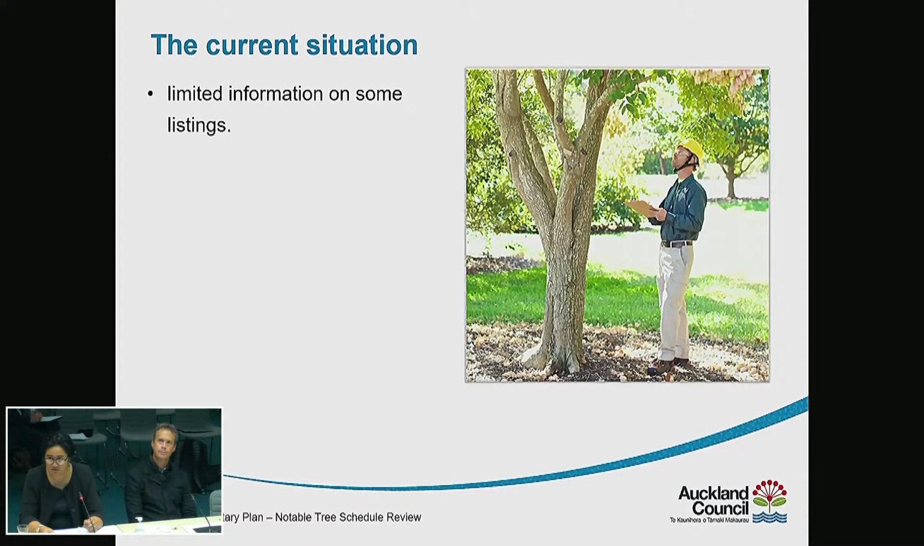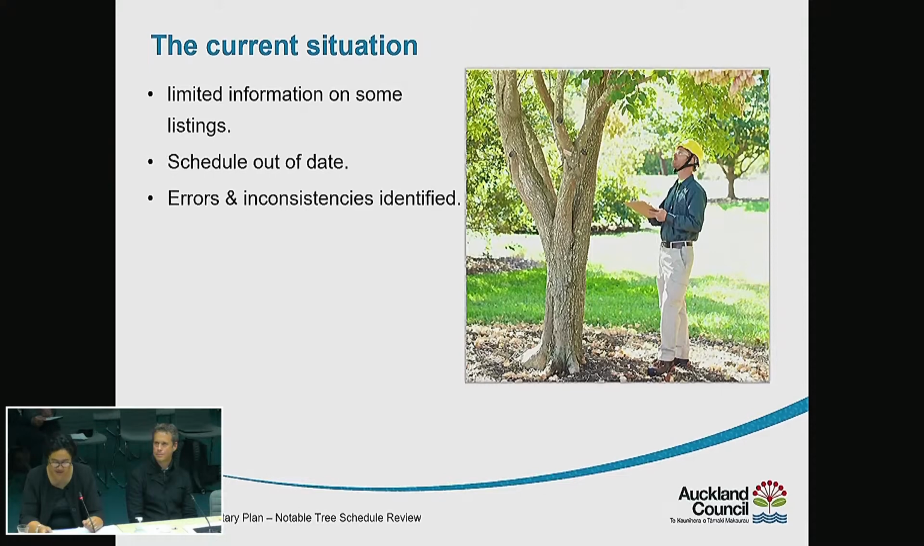The AUP now contains 6,000 to 7,000 notable trees, some of which Council may have limited information about. There are many factors which contribute to the schedule becoming increasingly out of date, such as extreme weather events, tree age, tree health, development, and subdivision. And because of this, errors and inconsistencies in the schedule continue to be identified.